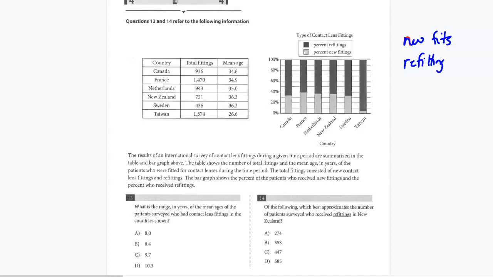And that's kind of how you read this chart over here, where the refittings are the dark value and the new fittings are the lighter value, and together they should add to 100%. So number 13 says, what is the range? So remember, range is pretty much just the high minus the low value.